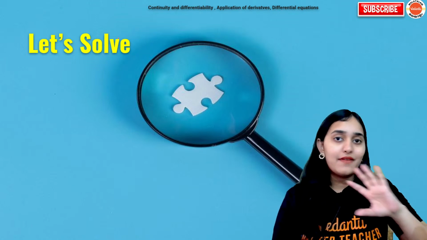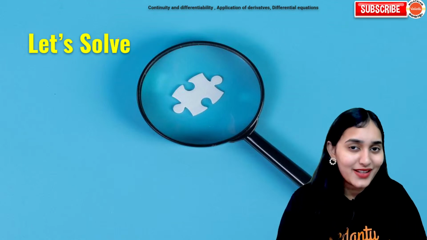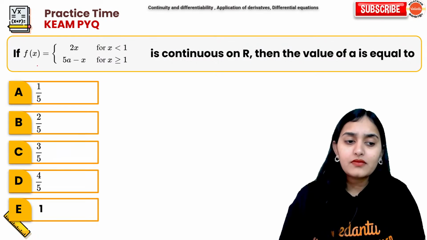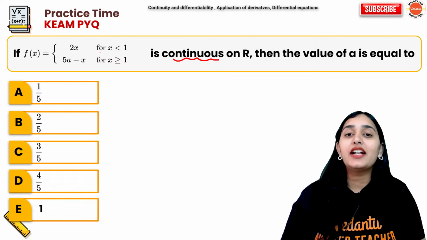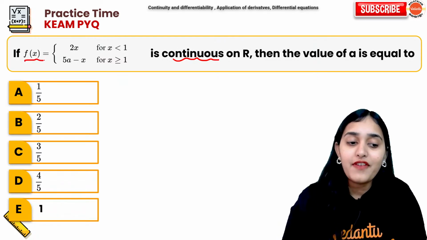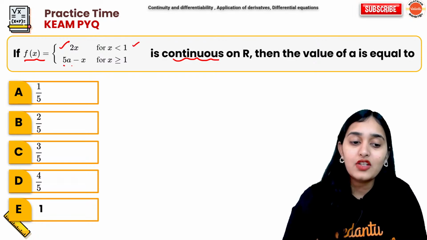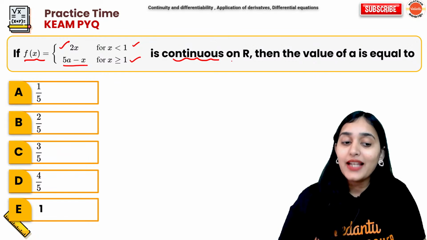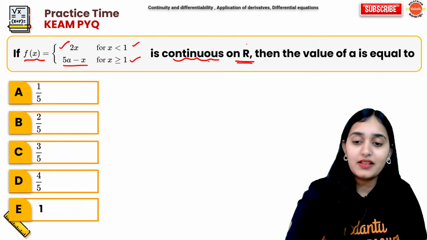So we have learnt everything, but now let's apply those concepts. Okay, let's solve a question. What type of question will come from continuity? In continuity, they will give a function. The function is 2x when x is less than 1. The function is 5a minus x when x is greater than 1. They will ask, it is continuous on all the real numbers, on the entire real numbers range.